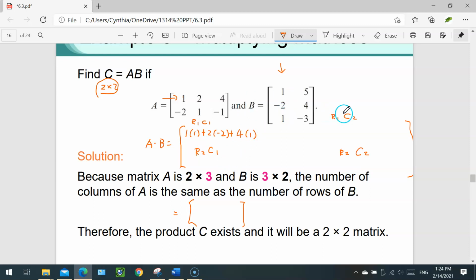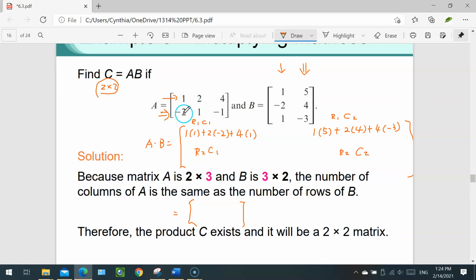Now we move on to row 1, column 2. The row 1, we have 1 multiplied by 5 plus 2 multiplied by 4 plus 4 multiplied by negative 3. So here you can see the numbers I rounded all represent the column numbers. We have finished row 1, now we move to row 2.